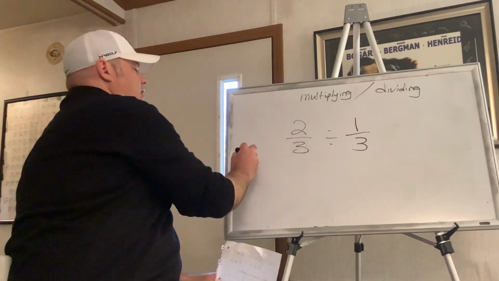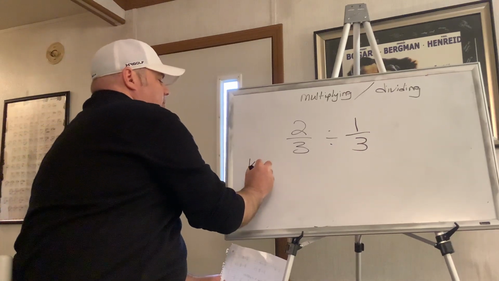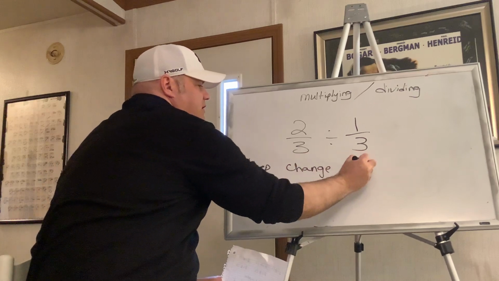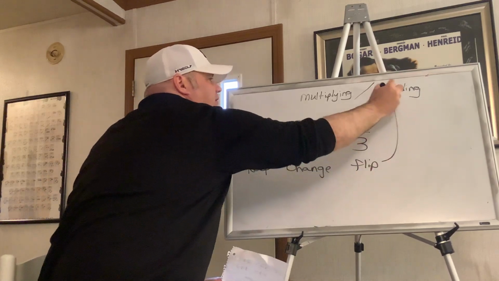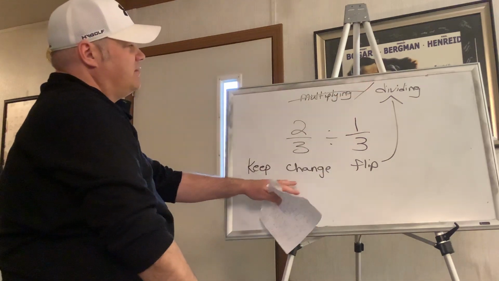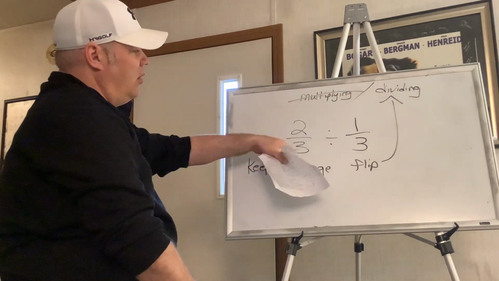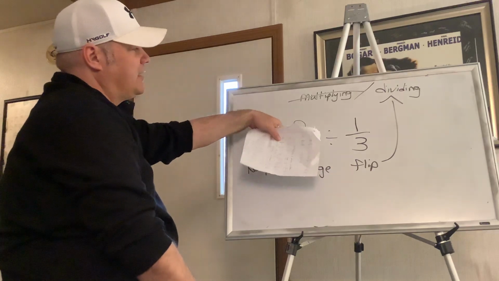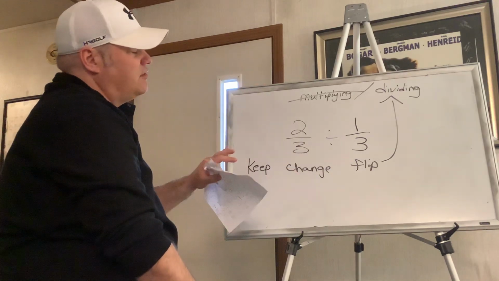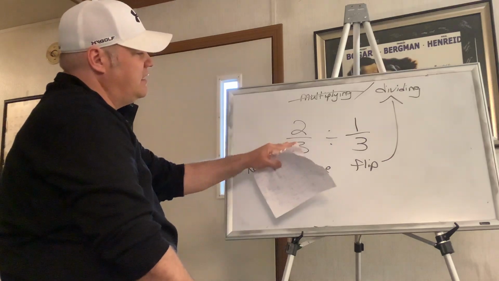Well, we use a formula called keep, change, flip for division. And this is just for dividing. It is not for multiplying. If this was a multiplication problem, we would just multiply the top, multiply the bottom. With dividing, you have to do one thing first. You have to keep, change, flip.